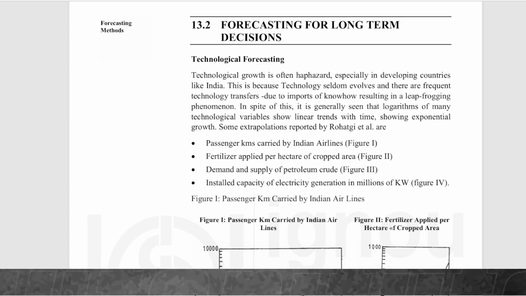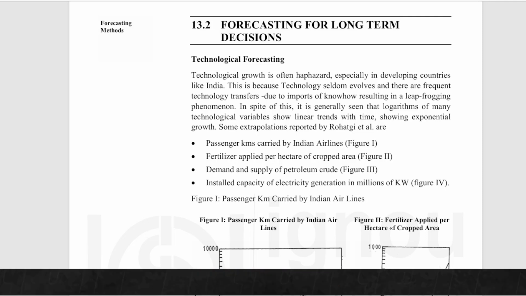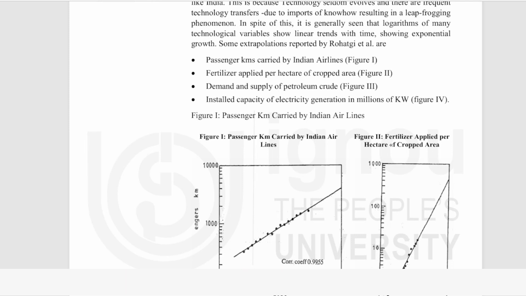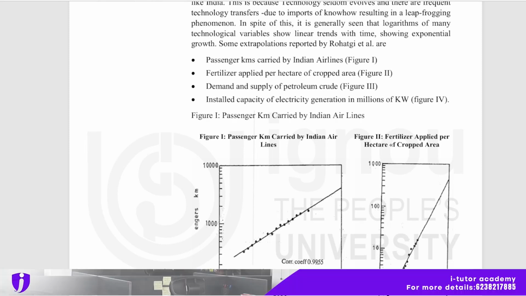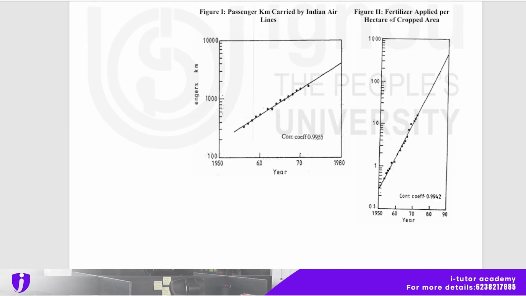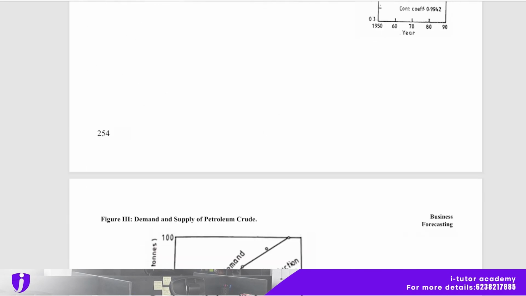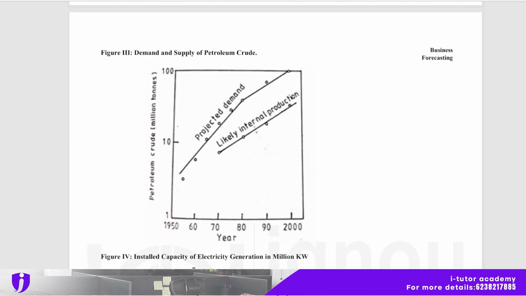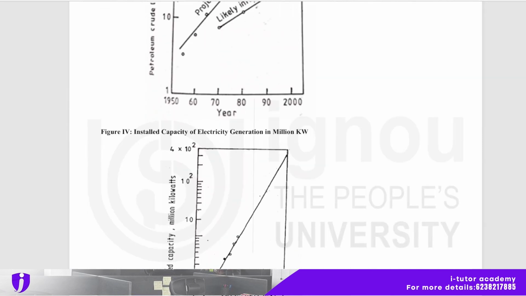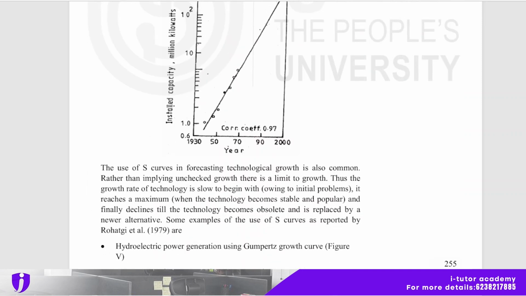Some extrapolations are reported by Rothagi et al.: passenger kilometers carried by Indian Airlines, that is figure 1 here, and the fertilizers applied per hectare of cropped area, figure 2, demand and supply of petroleum crude, and installed capacity of electricity generation in million kW, that is figure 4. So here are the chart-based figures 1, 2. This is demand and supply of petroleum crude, and the fourth one is installed capacity of electricity generation in million kW. Okay.